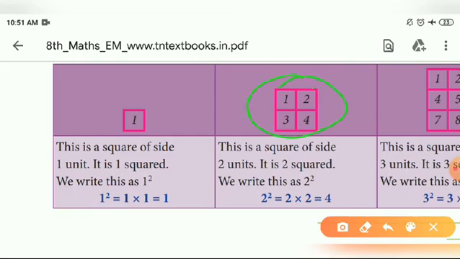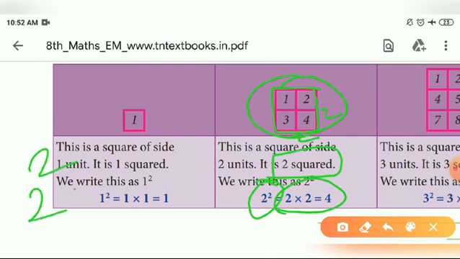Take this square. The length of the square is 2 units. So the area of the square is side into side, 2 into 2, 4. We call it 2 squared. How can we do it? 2 squared means 2 to the power 2, which can be written as 2 into 2, that is 4. So 2 squared means 2 into 2.